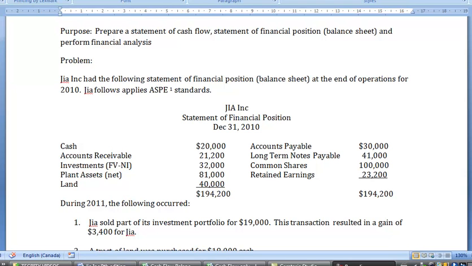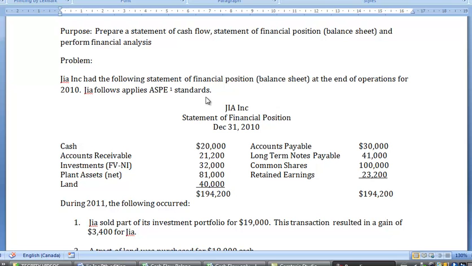We'll use the data here that we're given for the company called GIA, and what we're supposed to do is prepare a statement of cash flow, a statement of financial position, which is our balance sheet, and perform some financial analysis. So let's have a look at the problem.